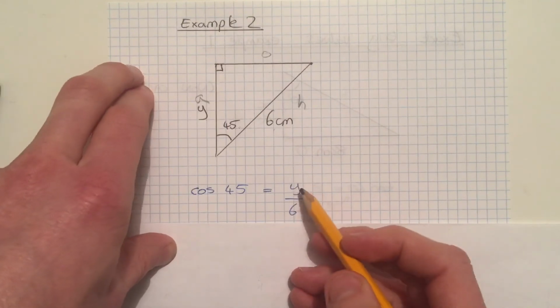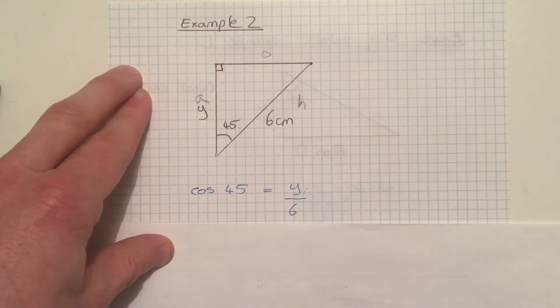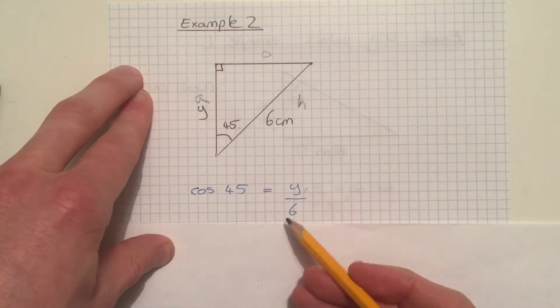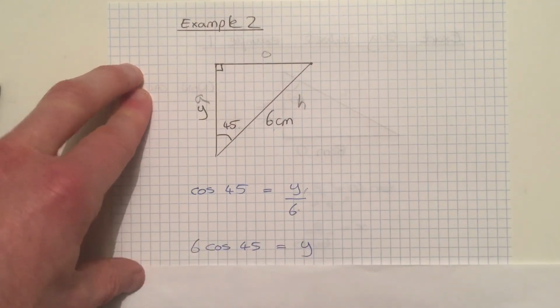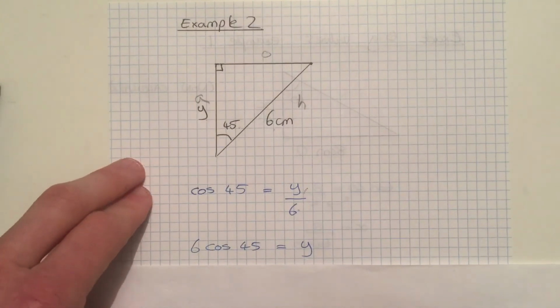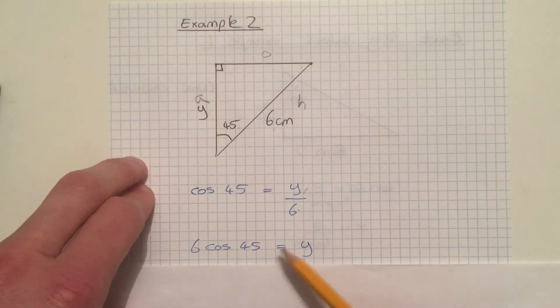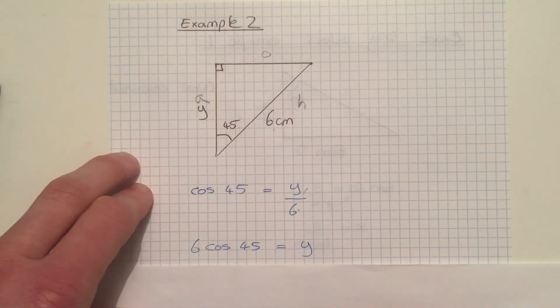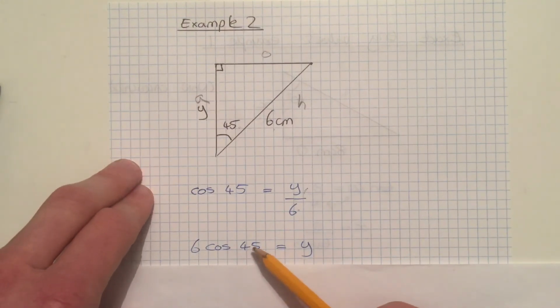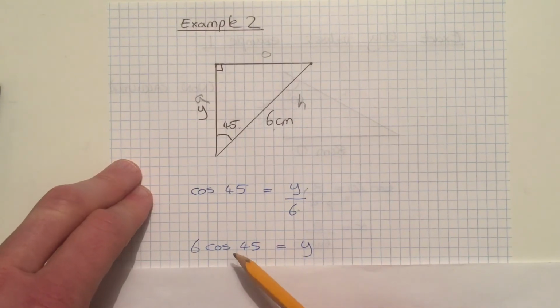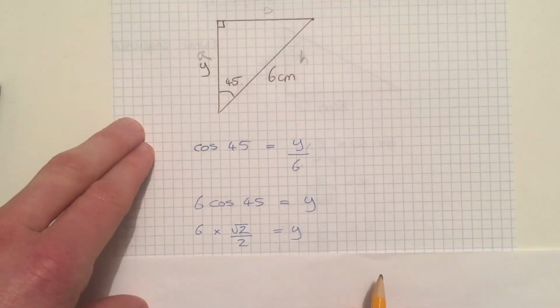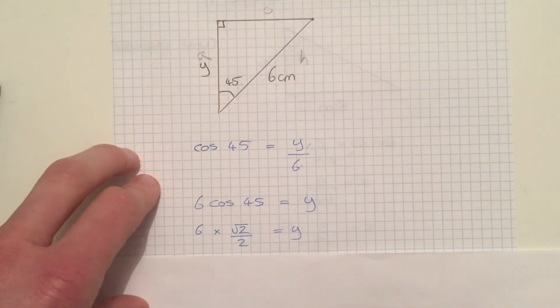I want to work out the y here, the adjacent side here, so I'm going to multiply both sides by 6, which is that. And usually we'd type that into our calculator. Obviously we can't do that here, but we do know, because 45 degrees is one of the ones we have to know, that cos 45 is root 2 over 2.